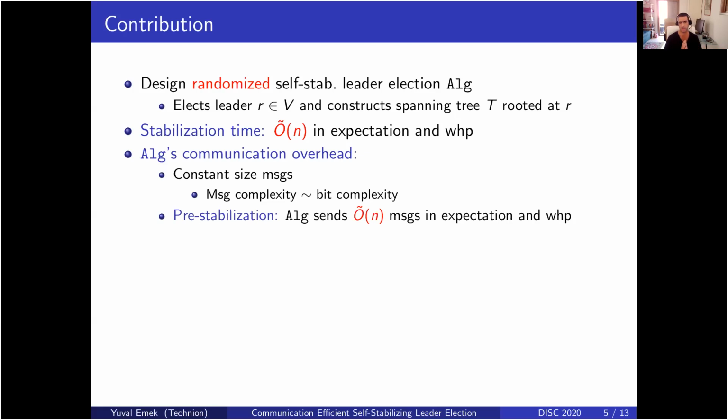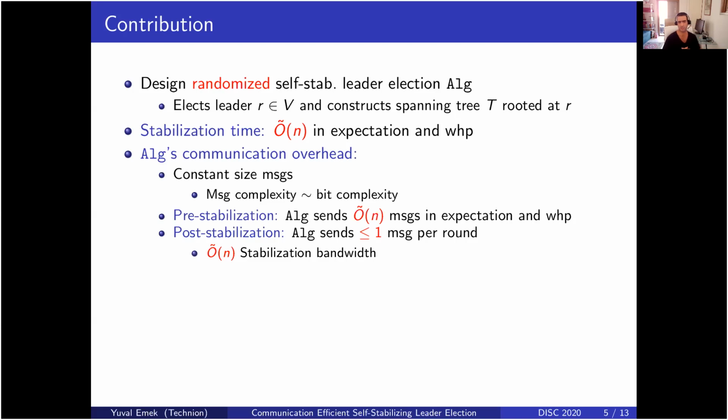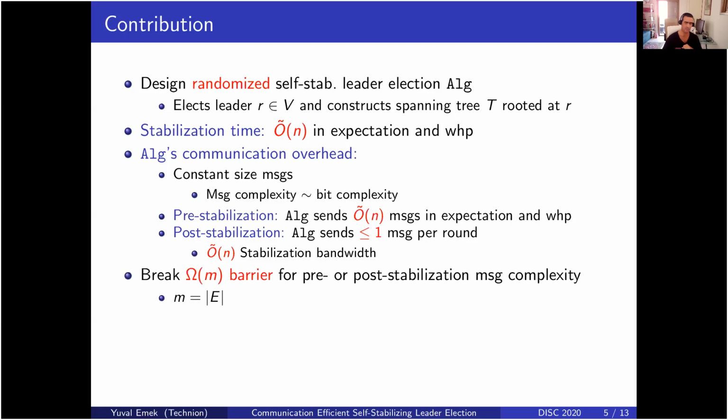Then we prove that until stabilization, the algorithm sends Õ(n) messages in expectation and with high probability. And after stabilization, the algorithm sends at most one message per round, which means that its stabilization bandwidth is also Õ(n). By doing so, to the best of our knowledge, this is the first algorithm for a classical distributed computing problem that breaks the Ω(m) barrier, where m is the number of edges, for either the pre-stabilization or the post-stabilization message complexity.